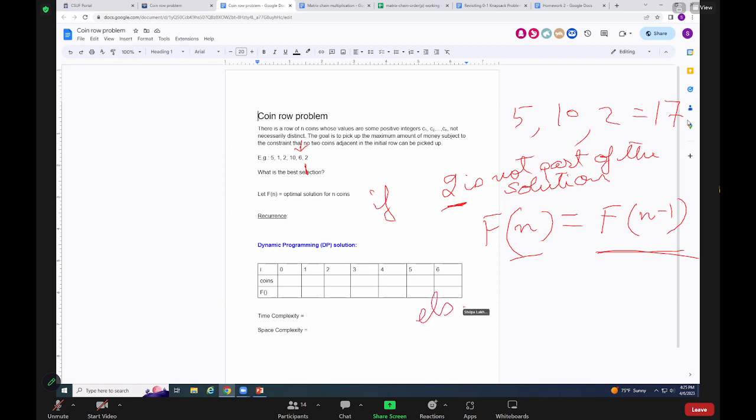Yes, so there only seem to be 2 cases. 2 is not a part of the solution, or 2 is part of the solution. If 2 is part of the solution, then what is the value of f of n?